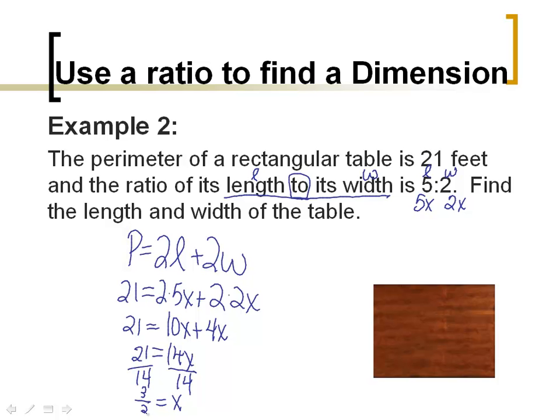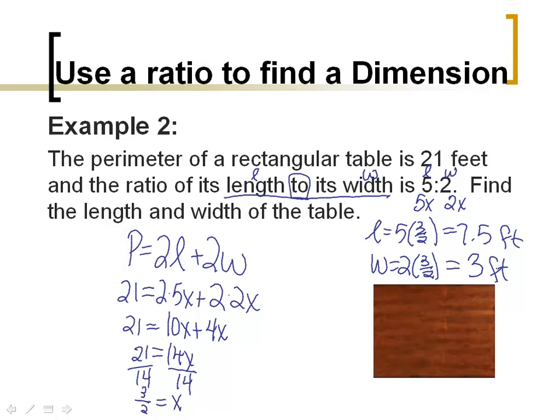Now I found my x, but I haven't found the length and the width yet. So I know my length is 5 times my x, so 5 times 3/2, and my width is 2 times my x, so 2 times 3/2. So my length is 7.5, and my unit here is feet that I'm working with, and my width is 3, and that unit is also feet.